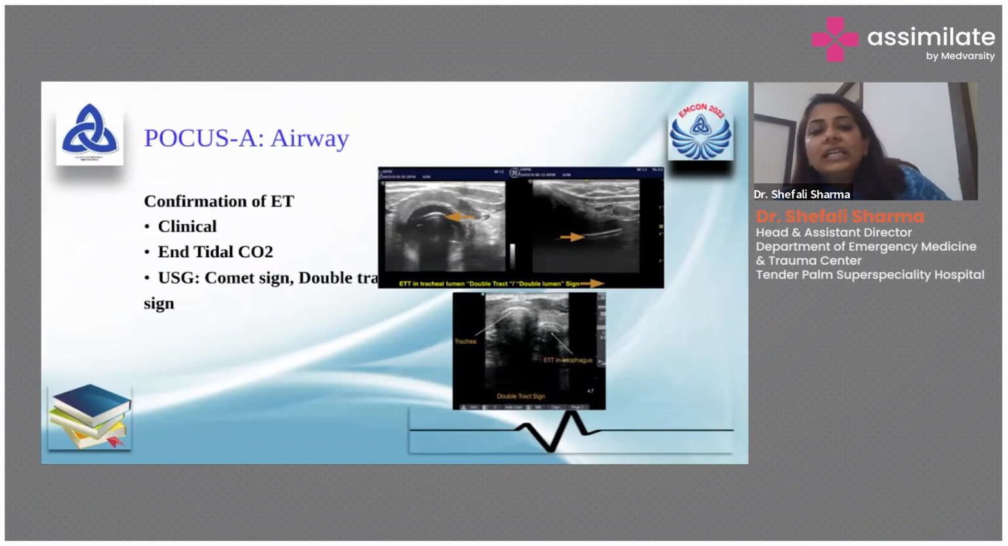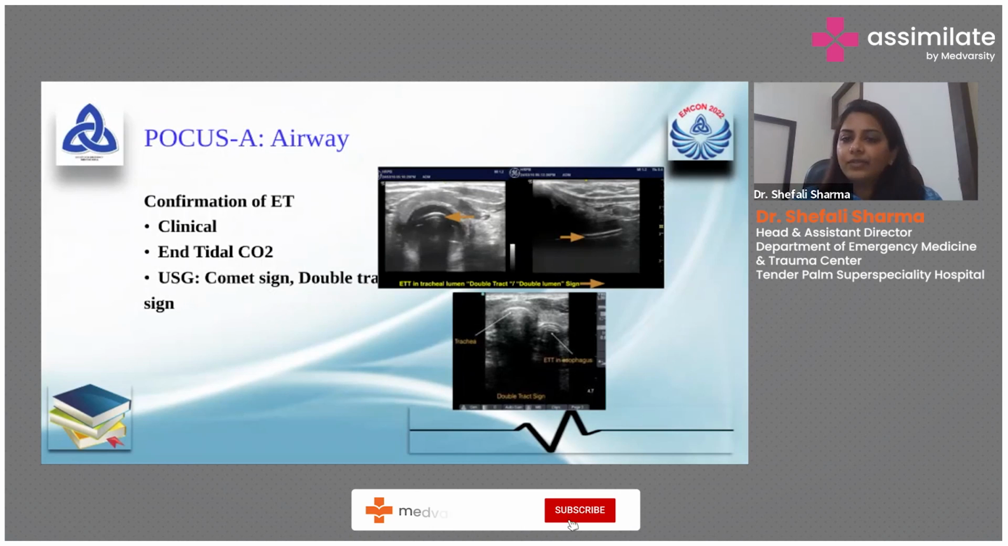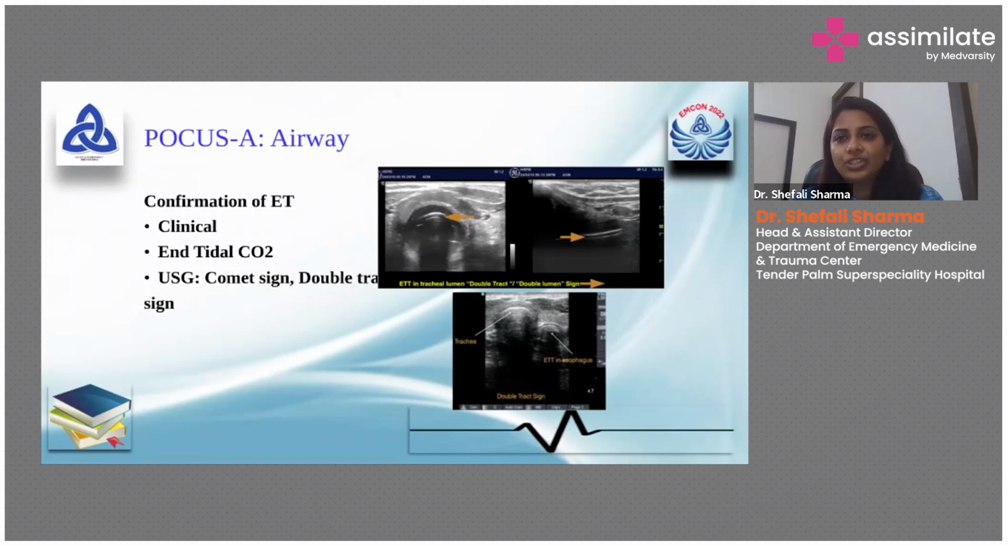Now, coming on to the individual airways, like airway, breathing and circulation, what we were discussing is the confirmation of the ET tube. So let's assume a patient has come in gasping respiration and you have intubated. The first and foremost is definitely your clinical assessment, whether the tube has passed into the trachea or not.